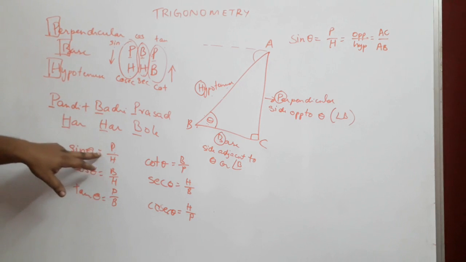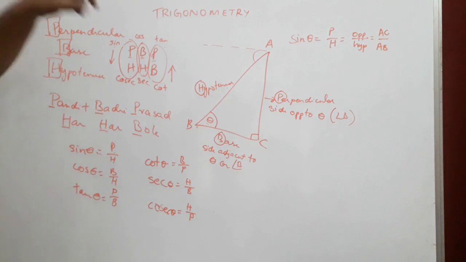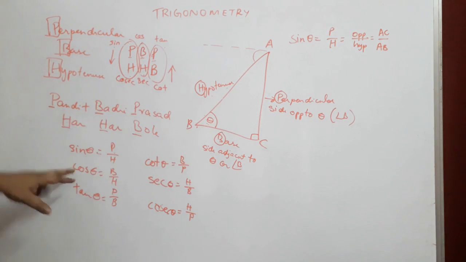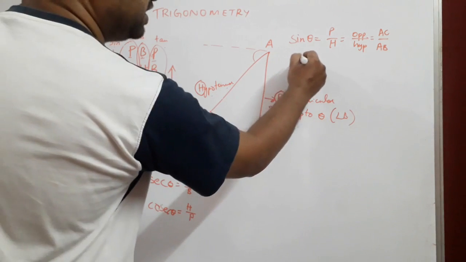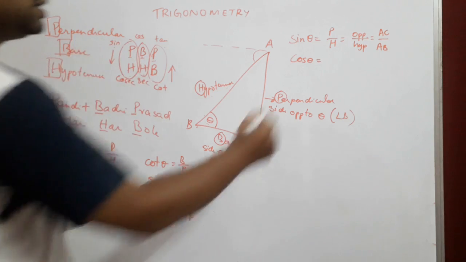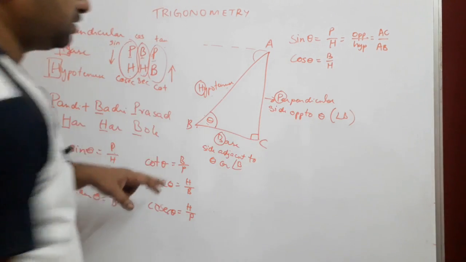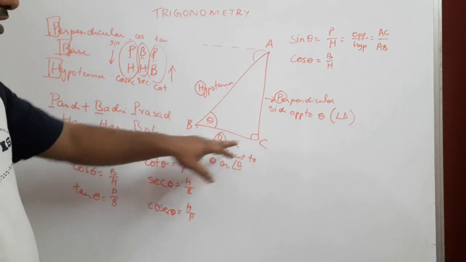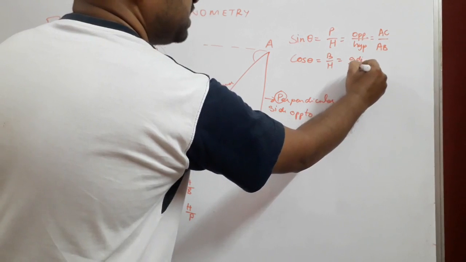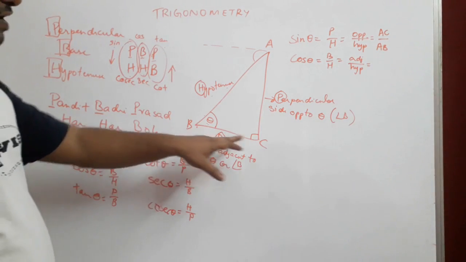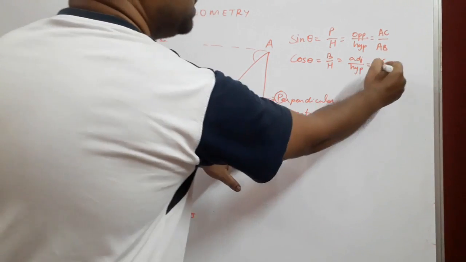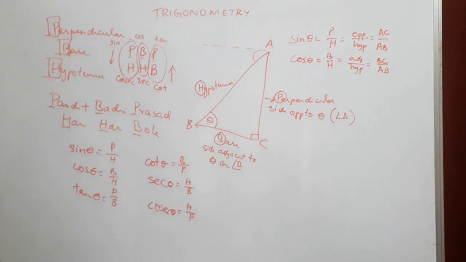So sine theta we got as P upon H, which is opposite upon hypotenuse, which is AC upon AB. So what is cos theta? Similarly, cos theta as per our Pandit Badri Prasad is B upon H. What is B over here? B is your adjacent and H is of course hypotenuse. The letters we have given for the base are BC, and the hypotenuse of course is AB, right?